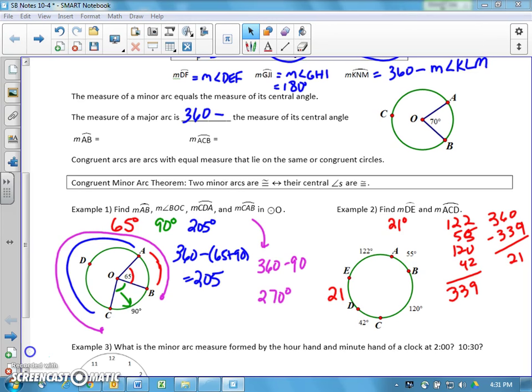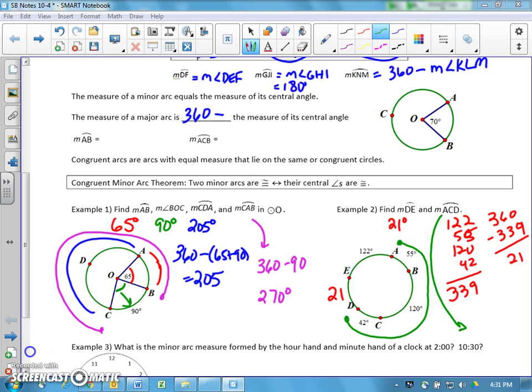To do the measure of arc ACD, we would need to add together the appropriate arcs. So we're going to start at A, we're going to go through C, and stop at D. So for arc ACD, we're going to add together 55 plus 120 plus 42, and we're going to get 217 degrees. So now let's look at our clock examples.